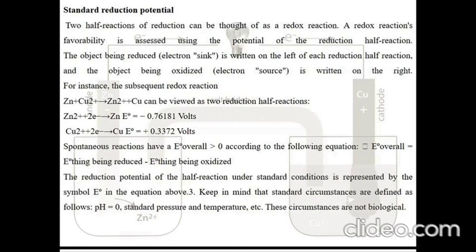The reduction potential of the half reaction under the standard conditions is represented by the symbol E0 in the equation above. Keep in mind that standard circumstances are defined as follows: at pH 0, standard pressure and temperature. These circumstances are not biological.